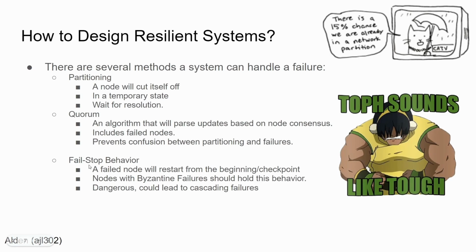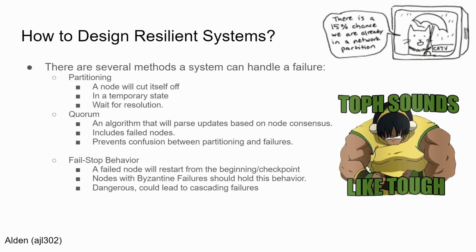So there are several methods that can be implemented to handle a failure in the system. One method is partitioning. This is where a node will temporarily cut itself off and await a resolution. Another option is quorum. This is an algorithm that will parse updates based on the node consensus, which includes failed nodes. This prevents a confusion between partitioning and failures.